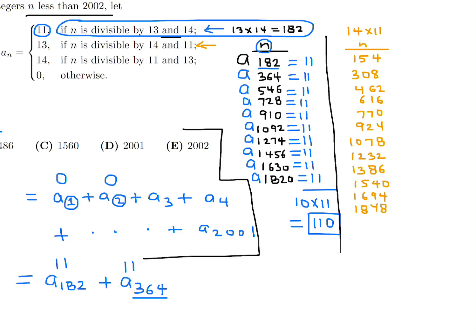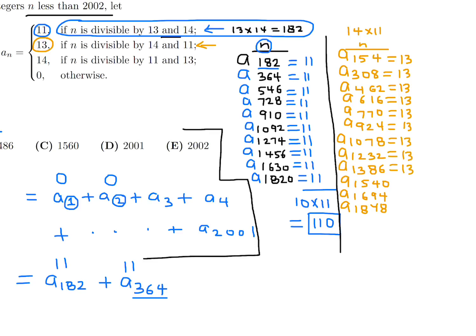All right, so those are the multiples of 154. So for each of these, it becomes a term, right? a154, a308, and so on. And what is the numerical value of each of these? I hope by this point you know the answer to that. It is 13. So a154, that term, is 13. And so on, all the way down. All these guys are 13s. All right? So what is the total? How many of these do we have?